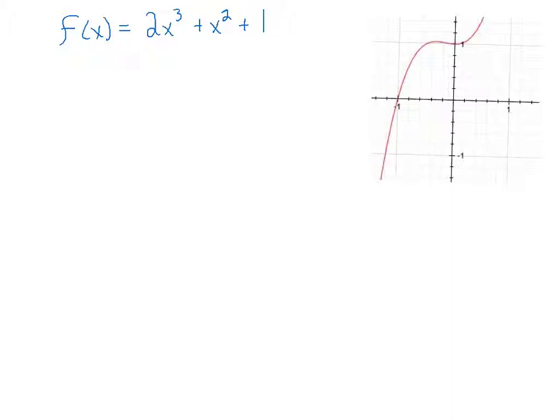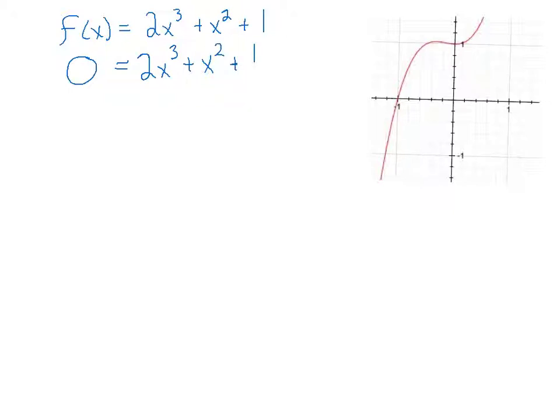Alright, so here's our next example. Notice we have f of x equals 2x cubed plus x squared plus 1. We want to find all the solutions to this equation. So don't let this f of x fool you. It's another fancy way of saying y. It's function notation. But in order to solve this, we want to set that equal to 0. So we have 2x cubed plus x squared plus 1 is equal to 0.